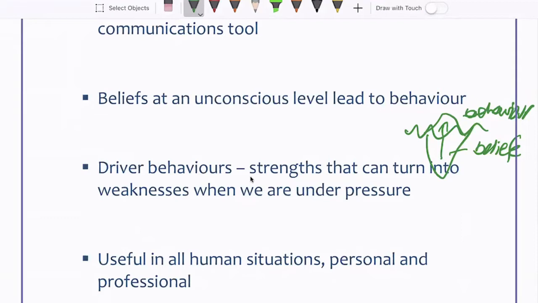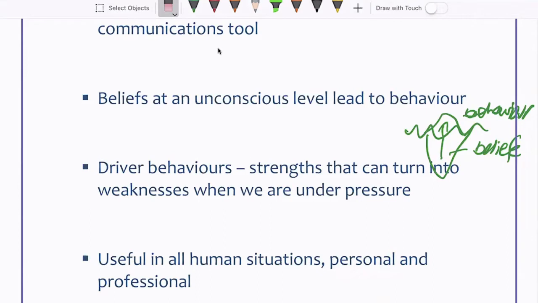Driver behavior is really about strengths. It's about strengths that turn into weaknesses when we're under pressure. Now, we're all busy people. I bet there are one or two people on this call who are under pressure, maybe 50% of you, maybe even more, where you're juggling lots of things. Let's face it, it's been a really difficult 18 months anyway. We're under pressure. And actually, sometimes it's more than pressure. We're not really grounded at all. We're in a sort of negative place, if you like.